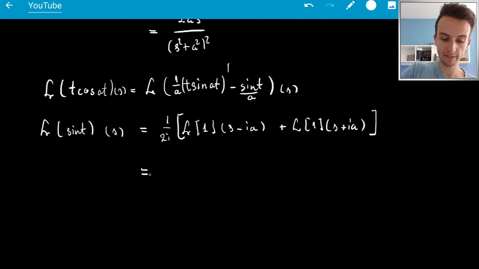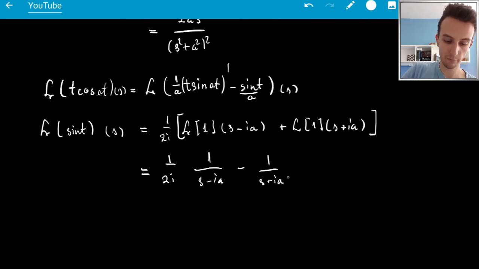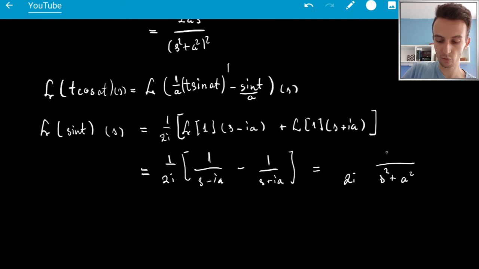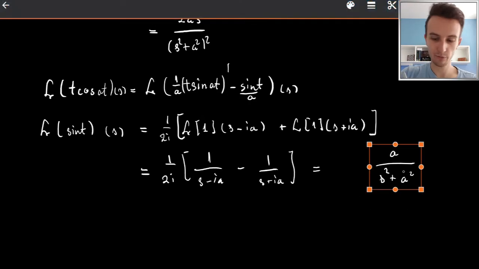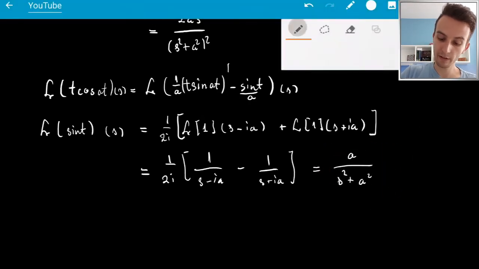Just make these square brackets. And the Laplace transform of 1 is just 1 over s. So that's 1 over 2i. So this is 1 over s minus a minus 1 over s plus a, ia. And we expand this, we get 2i over s squared plus a squared. And so above we have s plus a, then minus s minus a, so we get 2ia, so that's a. Okay, good. That matches. I know this one by heart, so this one's fine.